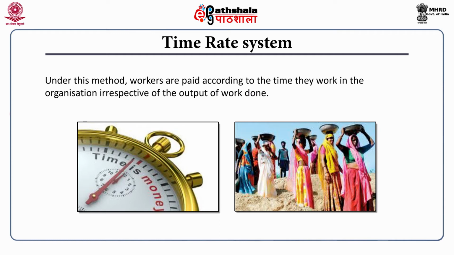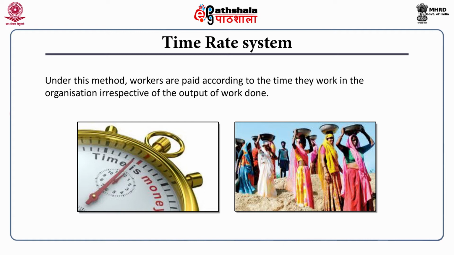Under this method, workers are paid according to the time for which they work in the organization, irrespective of the output of work done. For example, if a wage rate of rupees 10 per hour is fixed in an organization and two workers A and B attend work for 10 and 8 hours respectively, the wage for the day as per the time wage system will be rupees 100 and 80 for A and B respectively.